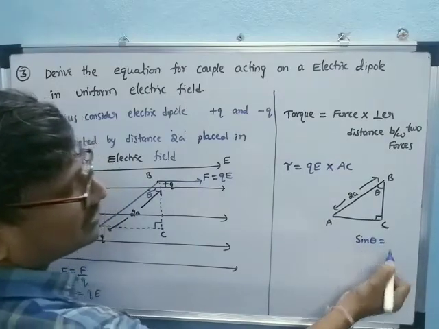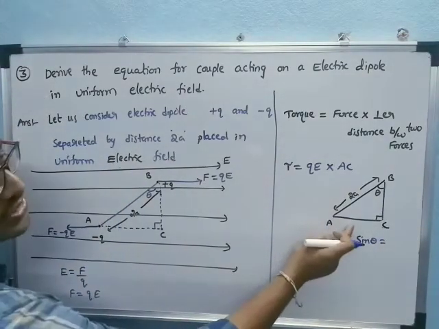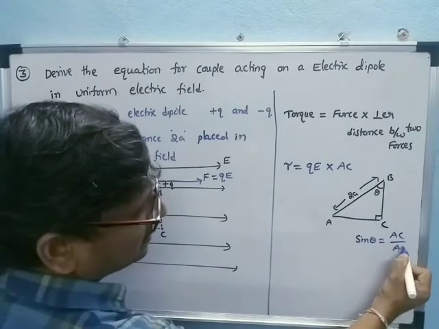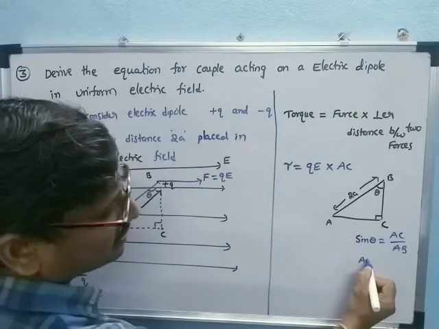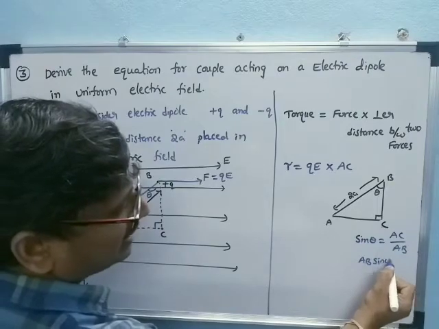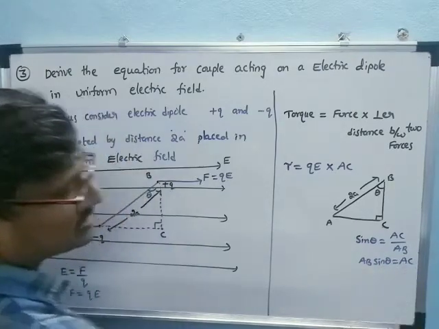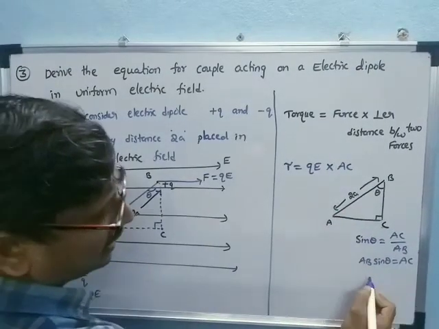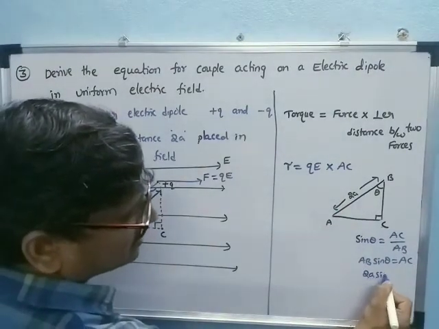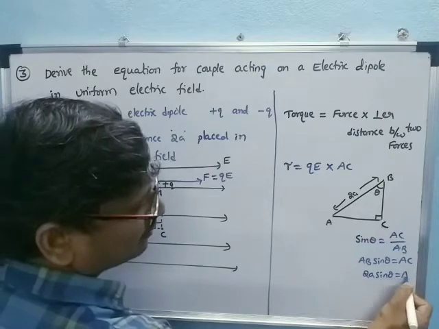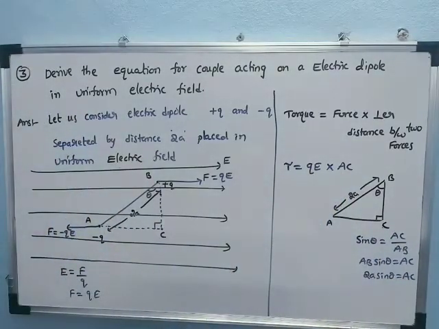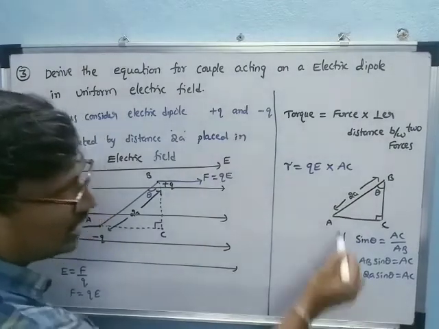The sine theta is equal to opposite by hypotenuse. That is AC by AB. Then take the cross multiplication: AB into sine theta is equal to AC. Now the A to B, how much is the distance? 2a. So 2a into sine theta is equal to AC. Now this AC value we can substitute here.